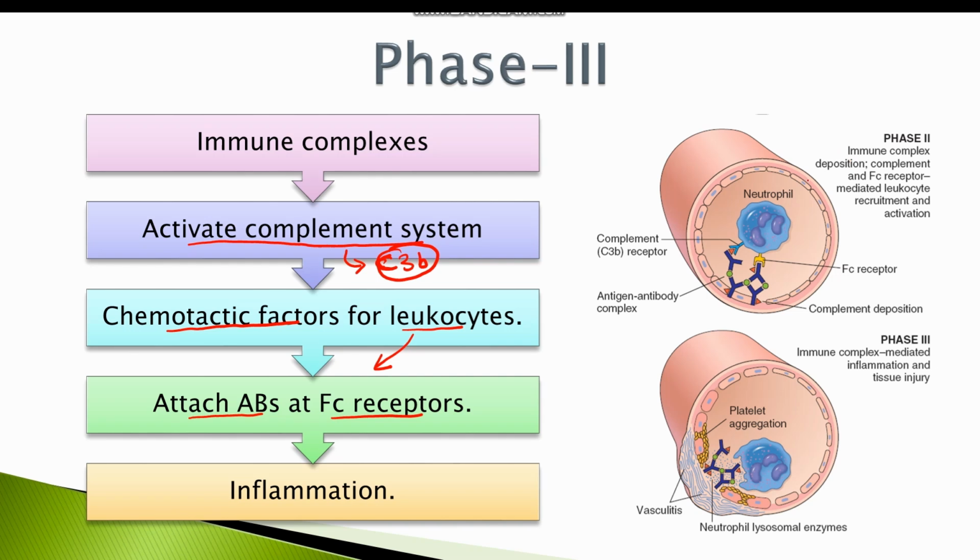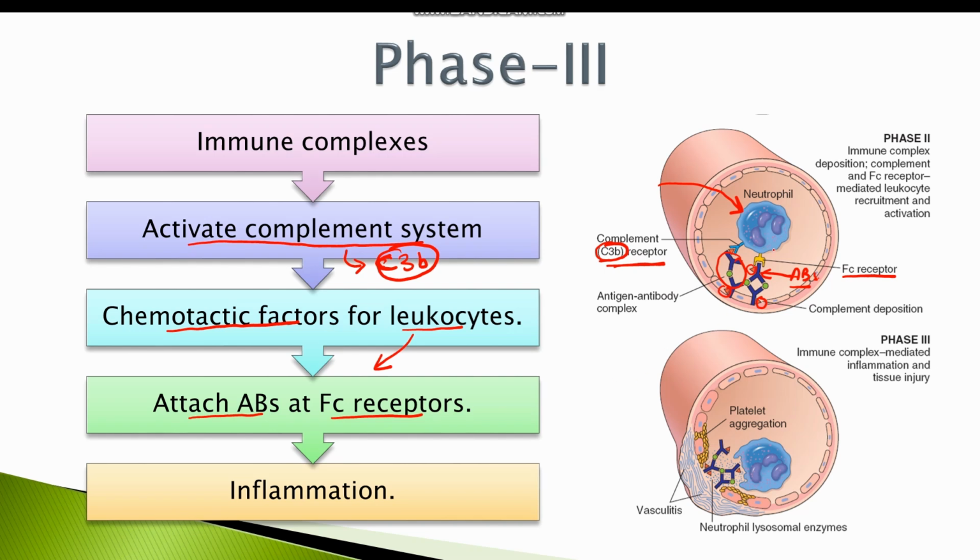As you can see here, these are the immune complexes and these are complements. So antigen antibody complex results in the activation of the complements which produces C3b complements. C3b complements are chemotactic and they recruit neutrophils at the site of antigen antibody complexes. These neutrophils get attached to the antibodies by Fc receptors. In addition to Fc receptors, neutrophils also have C3b complement receptor, which attaches to C3b complement.